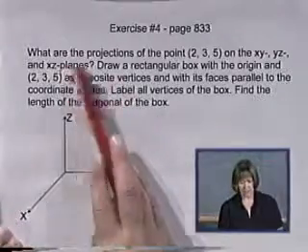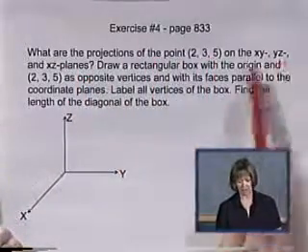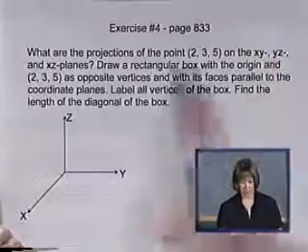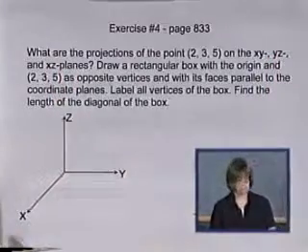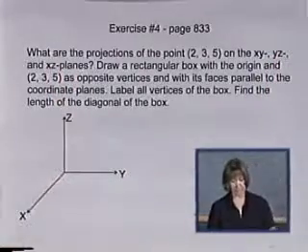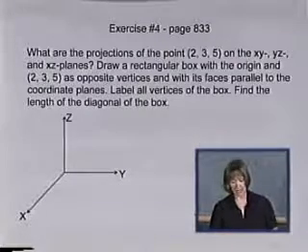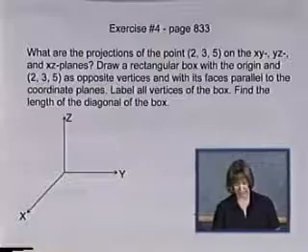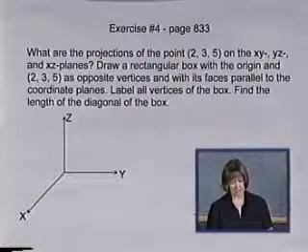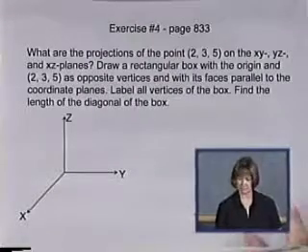They want to talk about the projection of the point 2, 3, 5 onto the XY, the YZ, and the XZ planes. And then they want me to draw a rectangular box with the origin and 2, 3, 5 as opposite vertices, and with its faces parallel to the coordinate planes. Label all vertices of the box. Find the length of the diagonal of the box.